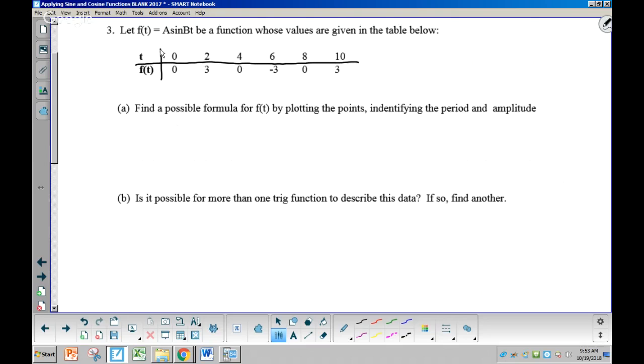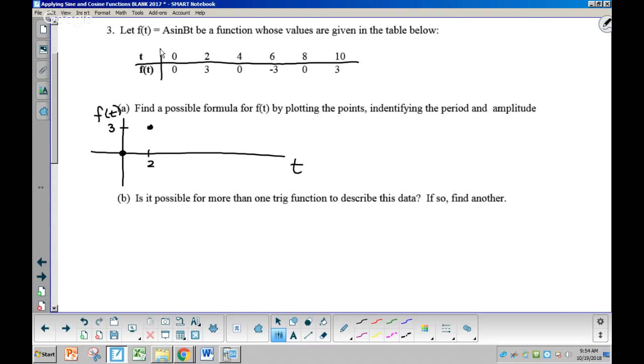Okay? And we're going to plot this data by hand. So I'm giving you a function of t, and I give you some values of t. And so we're going to graph f of t. And the first point's going to be 0, 0. That's easy enough to graph. And then at 2, f of t is 3. So we're going to plot a point at 2, 3.